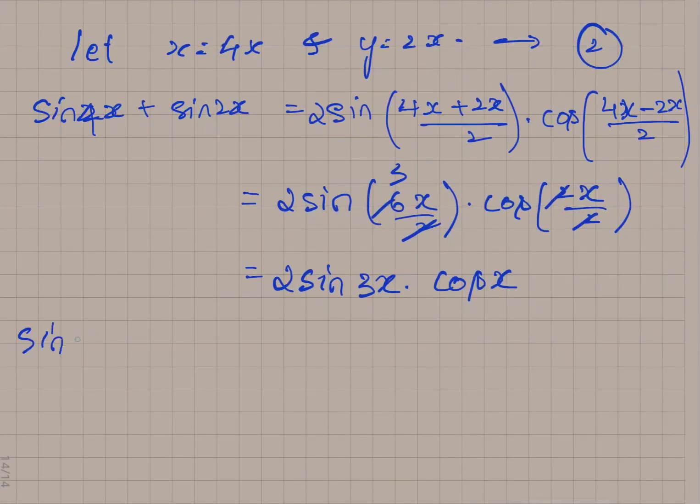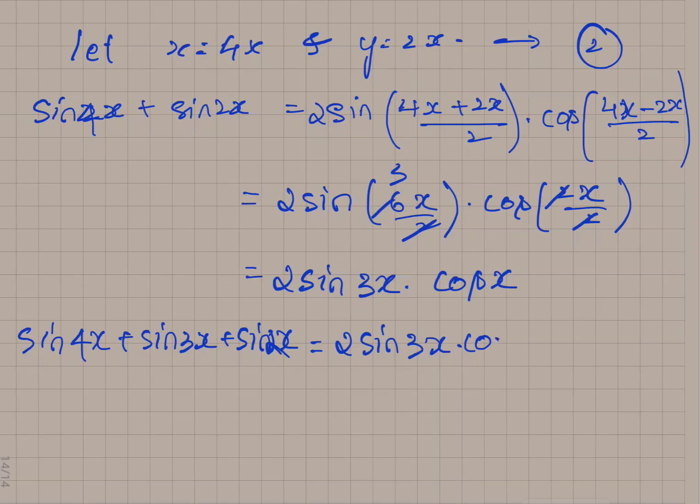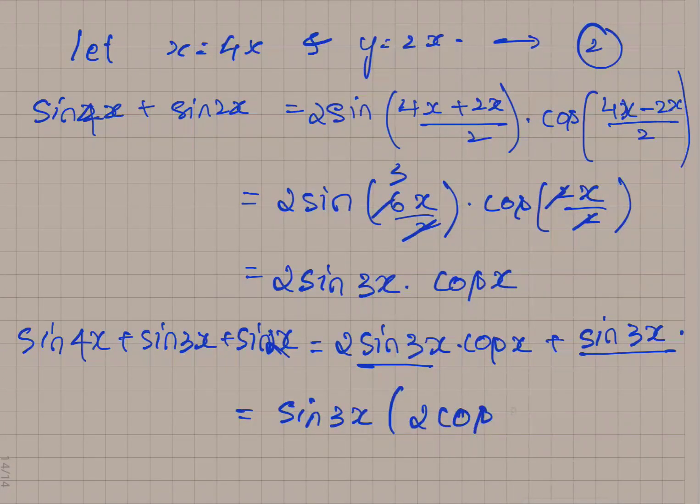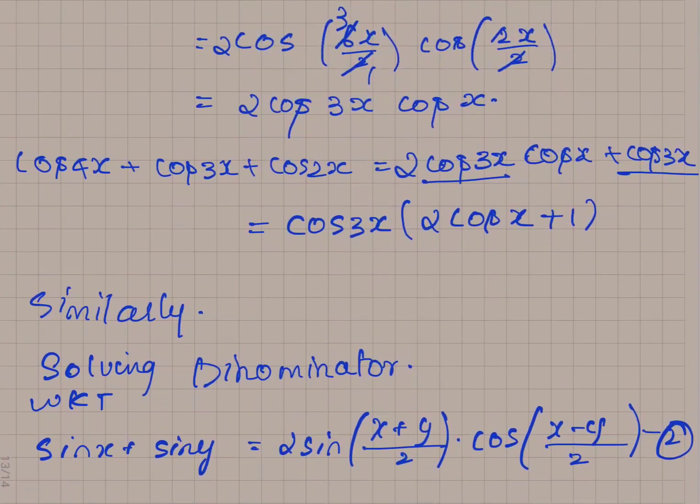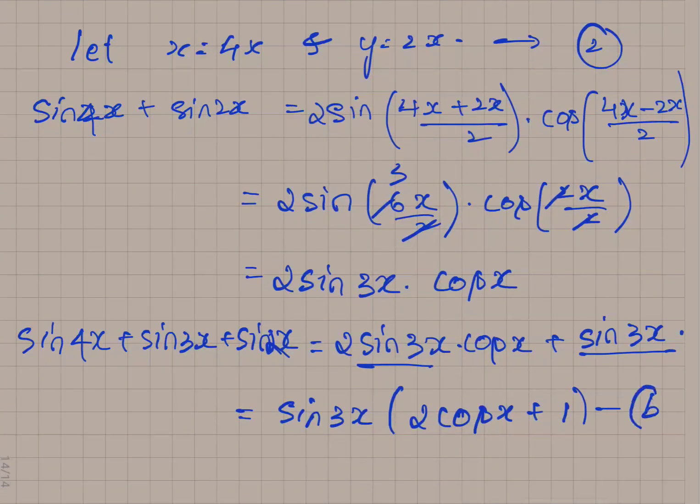Now sin 4x plus sin 3x plus sin 2x is equals to 2 sin 3x into cos x plus sin 3x. Now sin 3x and sin 3x, let's take sin 3x common. Sin 3x into 2 cos x plus 1. Now let's assume this as equation A and this as equation B.